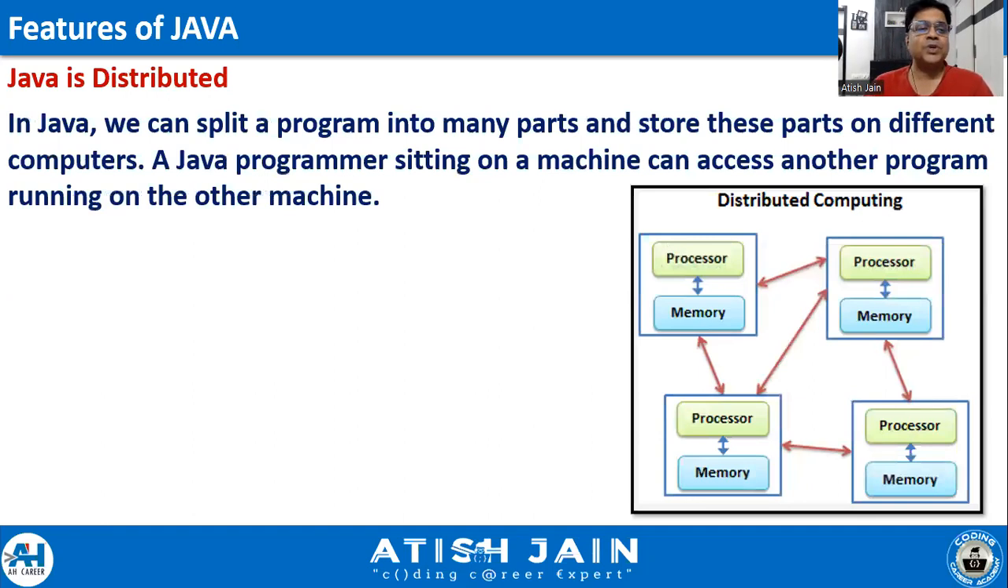Even Java is a distributed programming language. We can split a program into multiple parts and store these parts on different computers. A programmer sitting on a machine can access another program running on another machine. Means programs can interact with each other. This is what we call the distributed computing power of Java.